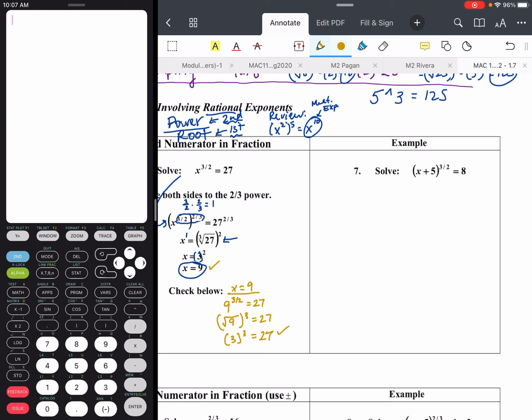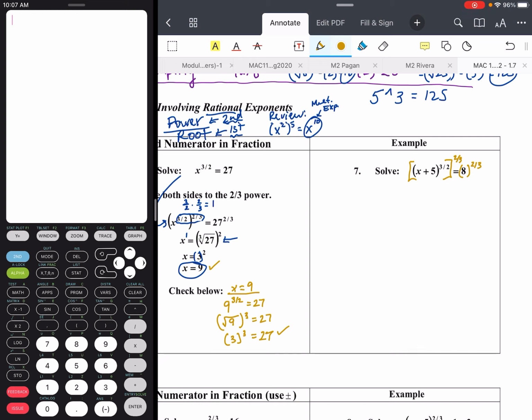x plus 5 to the power 3 halves, already isolated, so I don't need to do anything in terms of adding or subtracting values. So now I'm going to get to that step where I raise both sides to the reciprocal power. I'm going to raise the left side of this equation, because I already had the power 3 over 2, to the power 2 over 3. And I'm going to match that on the right-hand side as well. I'm going to have 8 to the power 2 over 3.